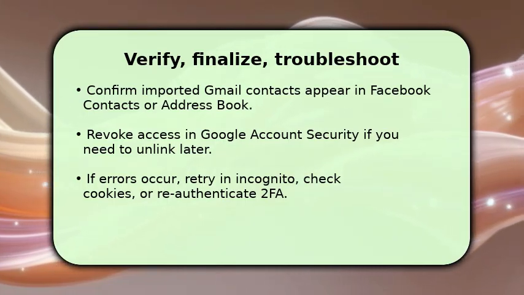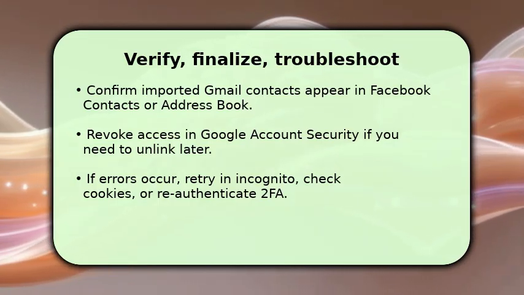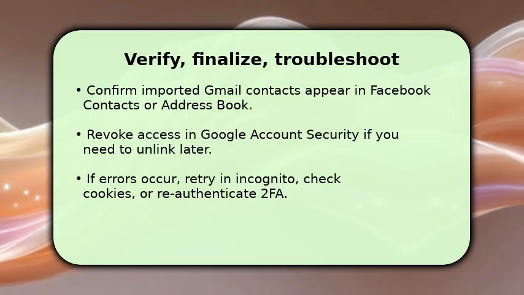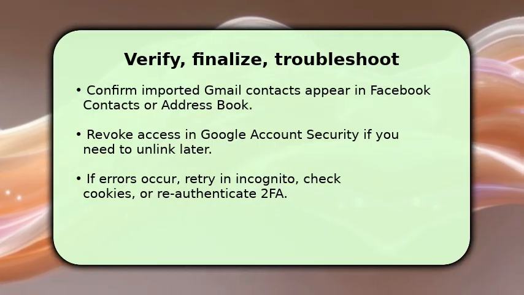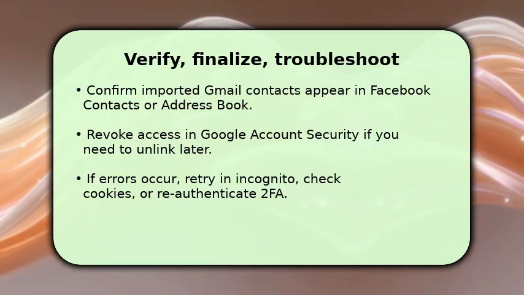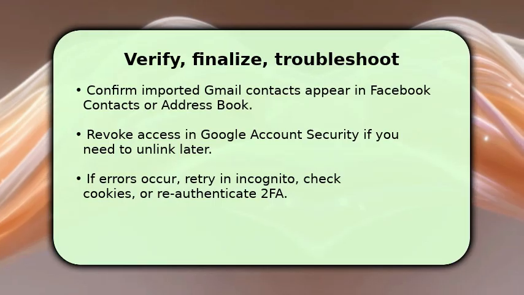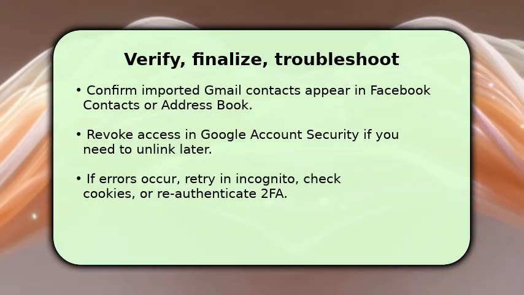If something fails, revoke Facebook access in your Google account and reauthorize. Alternatively, try an incognito window, enable cookies, or temporarily disable extensions that block pop-ups. One key troubleshooting tip: rerun the OAuth flow after clearing cached credentials to resolve most permission errors.